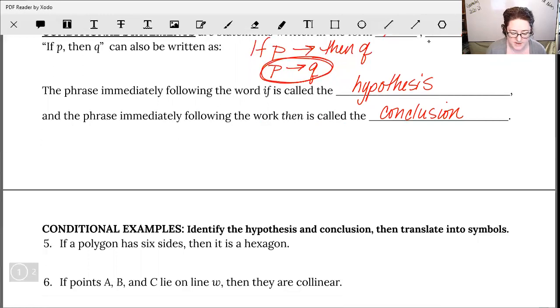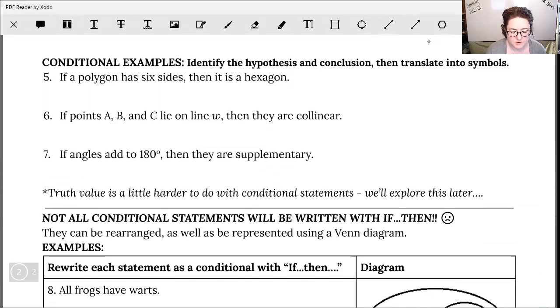Alrighty, so next set of examples. So we have 3 problems here. We need to identify the hypothesis and the conclusion, and then we're going to translate it into symbols. So if a polygon has 6 sides, then it is a hexagon. So again, we don't really pay attention to the if in terms of identifying what that hypothesis is, so I'm actually going to cross those out. But it does tell me what my structure is. I'm going to use a polygon has 6 sides. That's the hypothesis. It is a hexagon. That's our conclusion.